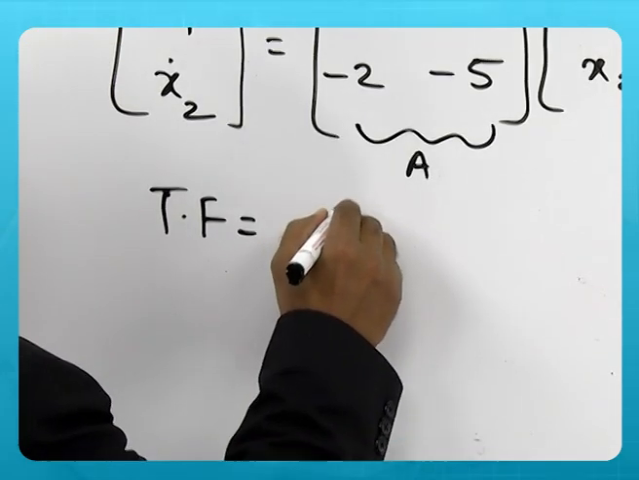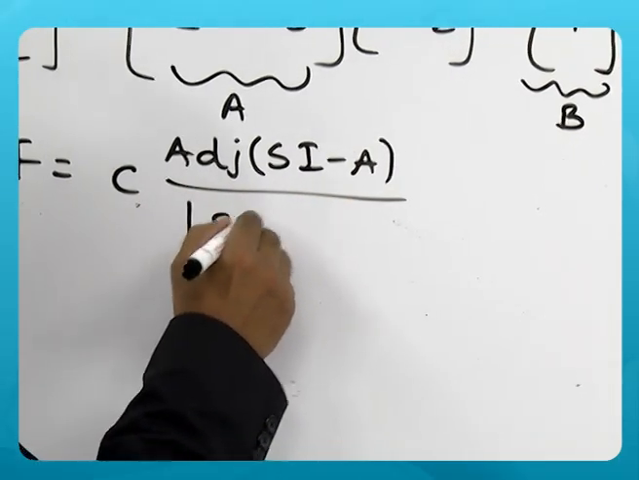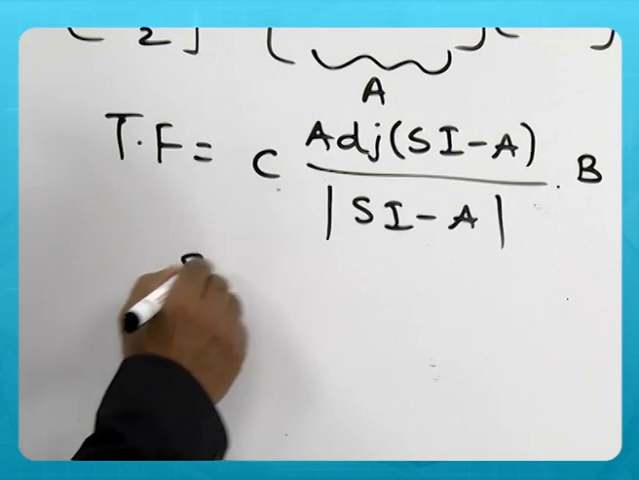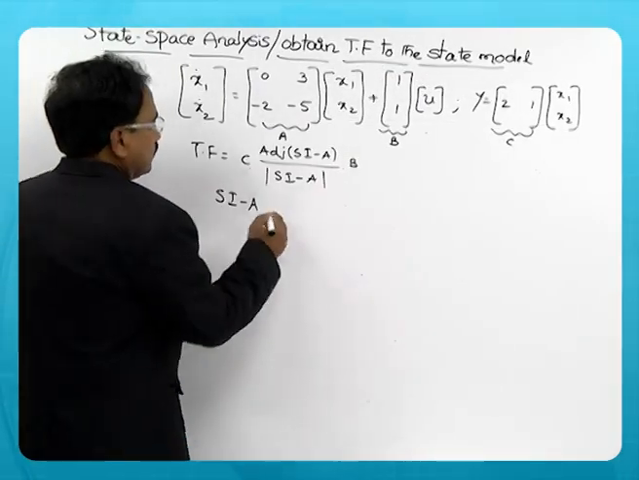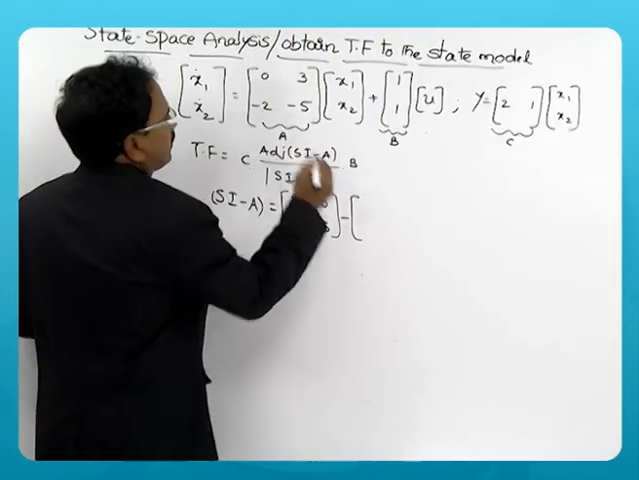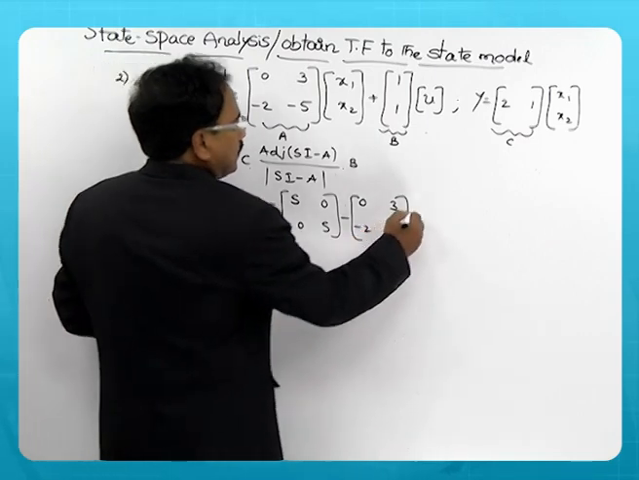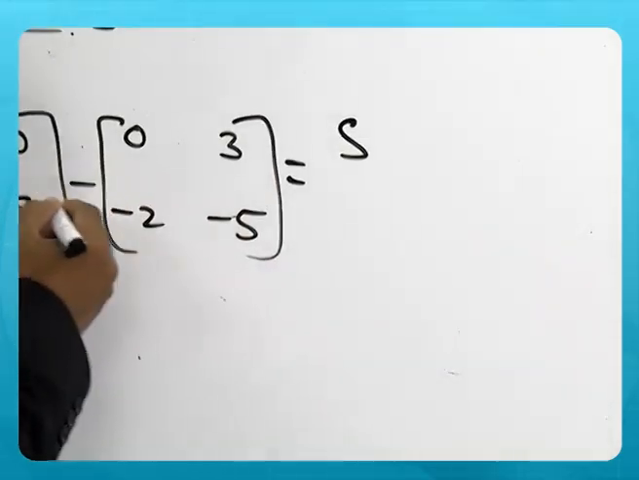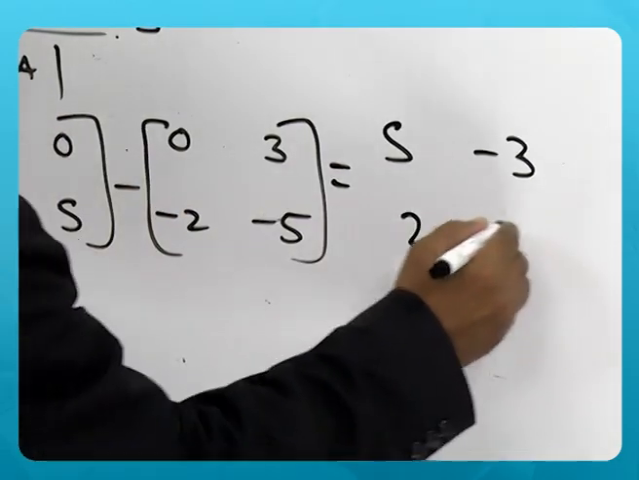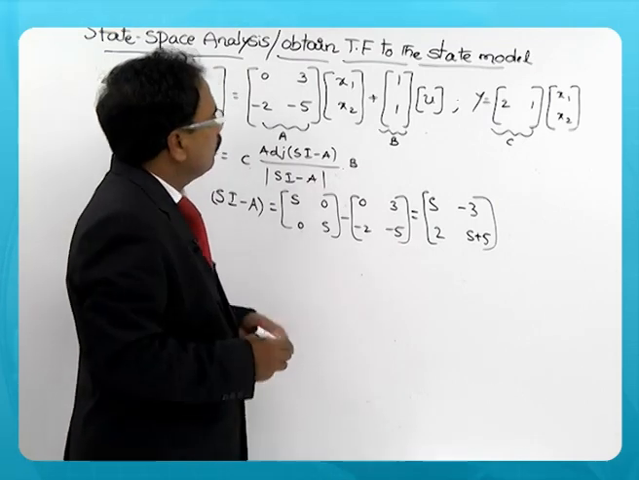So this is given by C, adjoint of sI minus A, divided by the determinant, into B. So sI minus A is required first with the help of the A matrix. So this is s 0, 0 s, minus the A matrix that is given here, 0 3, minus 2 minus 5. So this is equal to s, minus 3, 2, s plus 5. So you get sI minus A as a four-element matrix, as you can see.